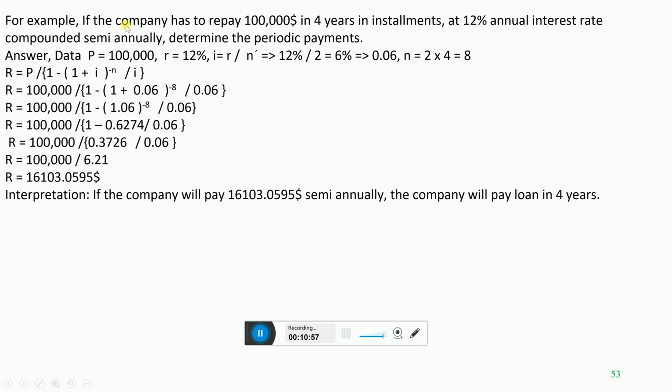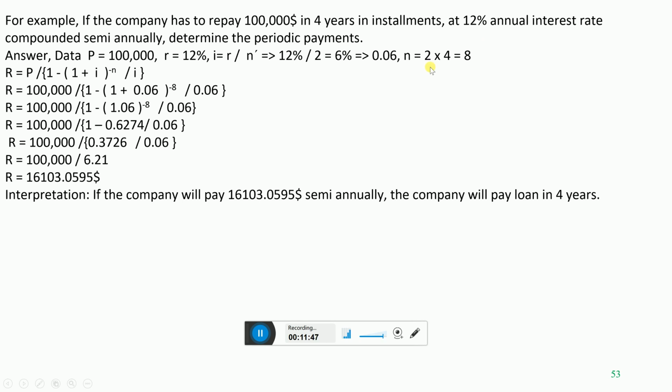I'm again repeating, if the company has to repay $1 lakh in 4 years in installments, if the annual interest rate is 12% and the bank will pay interest semi-annually, meaning every 6 months, determine how much is the amount of every installment. So the data: principal amount is $1 lakh, annual interest rate R, that is 12%. We have to change this annual rate to per compounding period. The compounding period is 6 months, semi-annually, twice in a year. So i is equal to annual interest rate R divided by n, twice in a year, so 12 divided by 2 is 6%, 0.06.